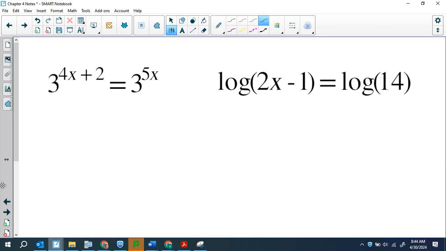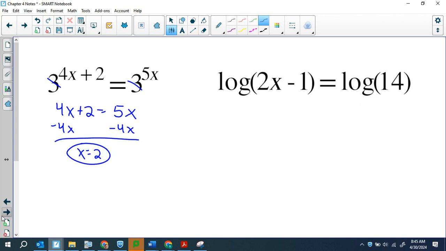Okay, so we're just using these two as starting points from where we're going to go today. We've done problems like the one on the left throughout this chapter. Remember, when you have equal bases, what happens to those bases? They cancel out. So we're just going to set the exponents equal to each other. So we would subtract 4x, and we get x equals 2.